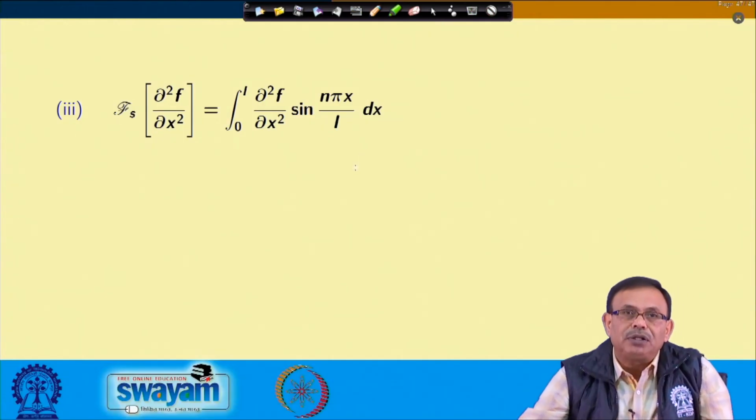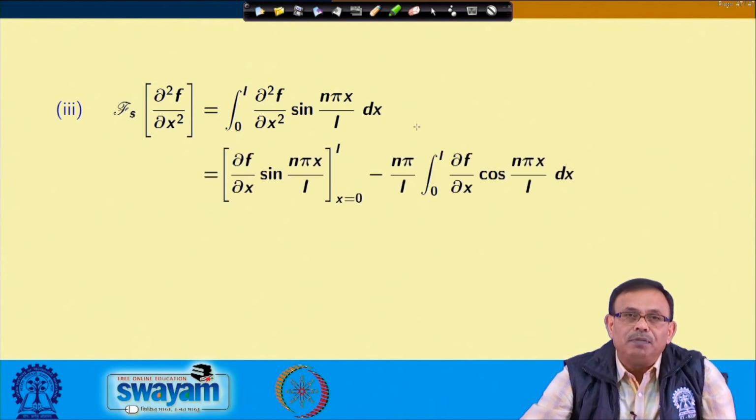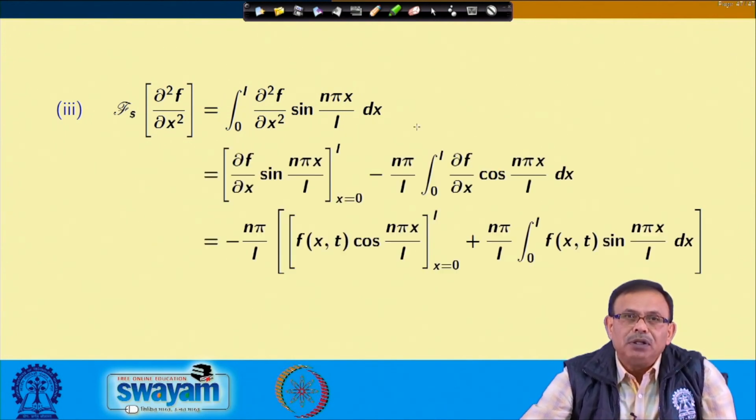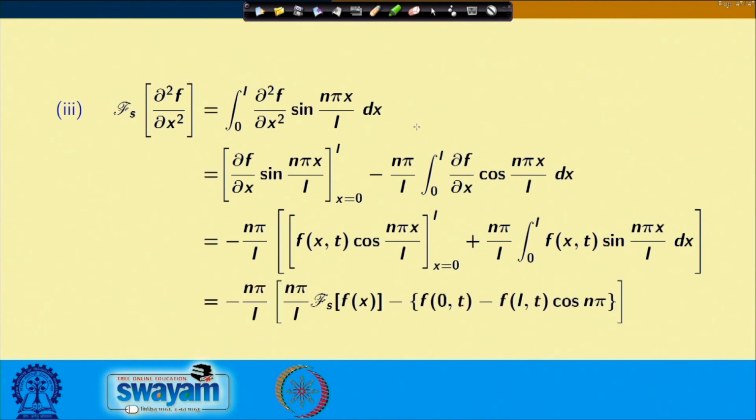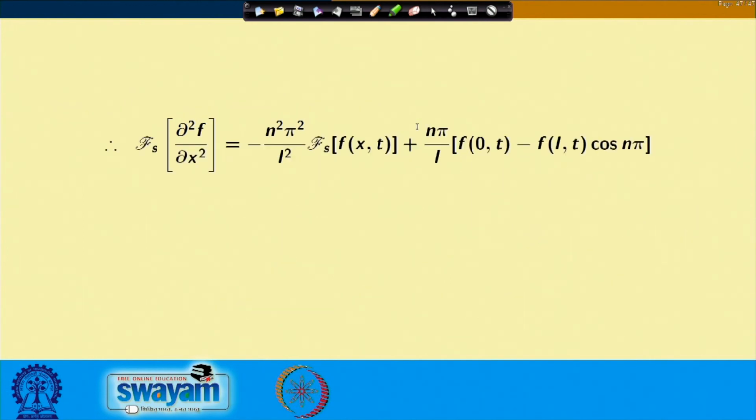If I use the Fourier sine transform of this by integration by parts, then again the first part here is 0. The second integral, again using integration by parts, gives you two terms, and if you evaluate, the integral is nothing but nπ/L into the Fourier sine transform of f(x,t) minus f(0,t) minus f(L,t) into cos nπ. So I have to remember these things.